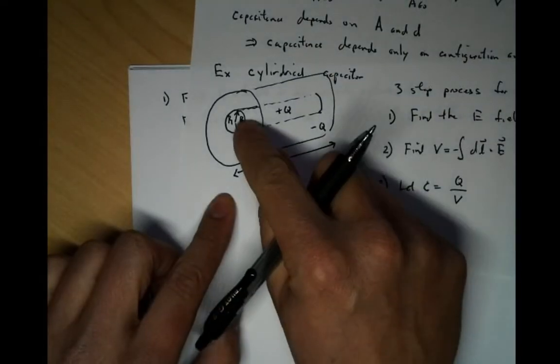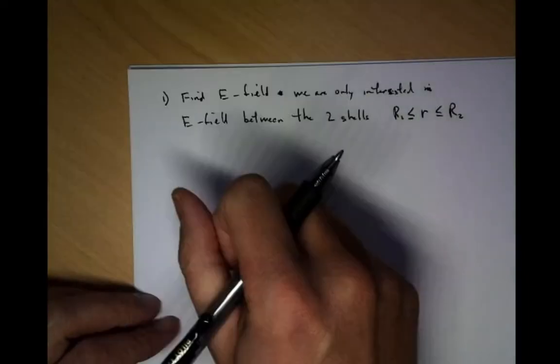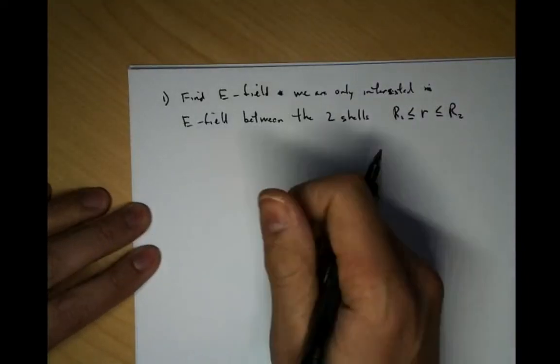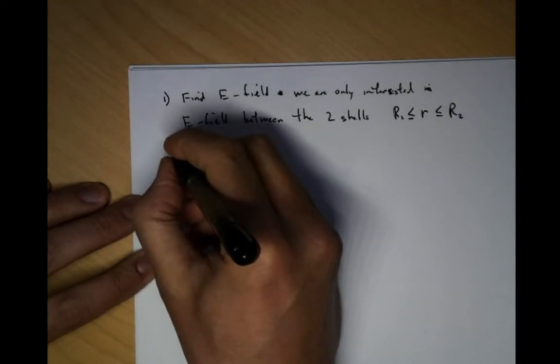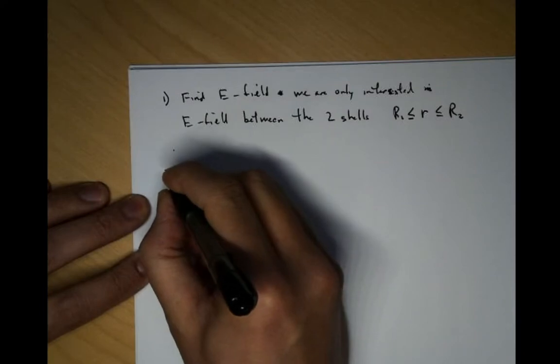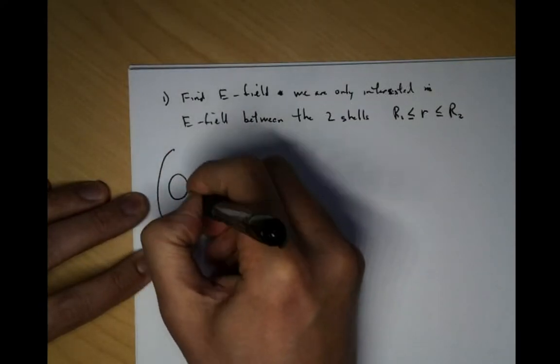Let's keep in mind this picture here. R1 is the inner radius, R2 is the outer radius. Good. So how do I figure this out? Well, it's a classic thing. How do we find it? Use Gauss's law. I'm going to redraw the picture here, just so that we have a good working understanding of how this thing looks.